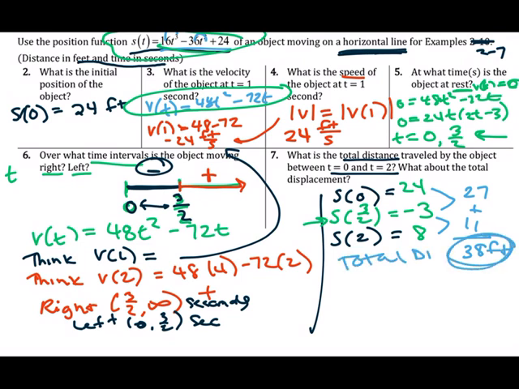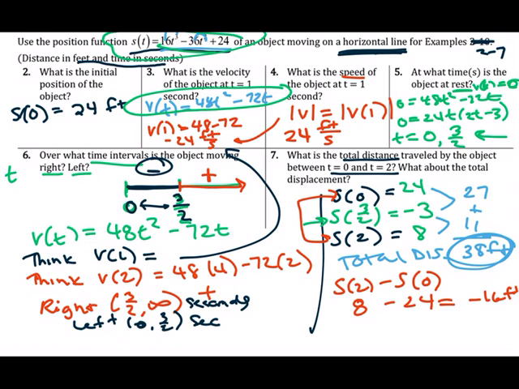Now, to find the displacement, we just care about how far is it from where we started to where we ended. So we're just looking at s of 2 minus s of 0, and we already found those numbers. 8 minus 24, the total displacement is going to be -16 feet, which means by the end, we have moved 16 feet to the left. That's the displacement from start to end.